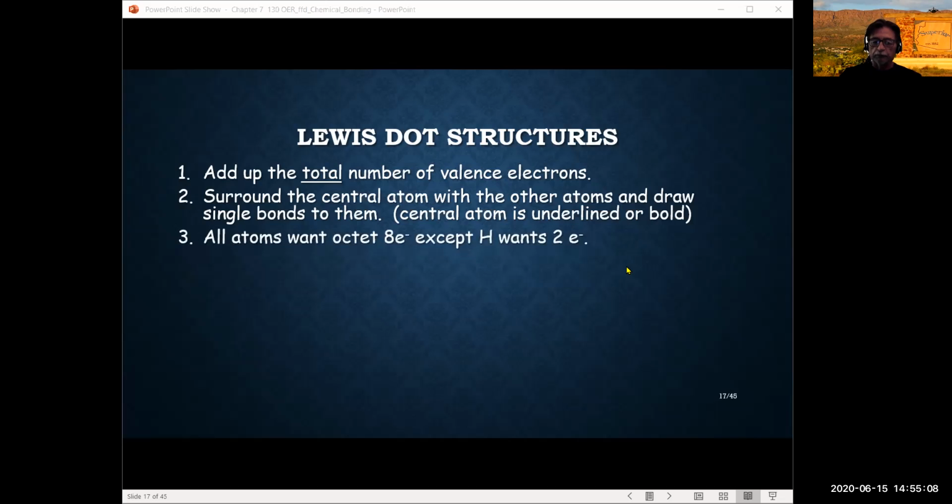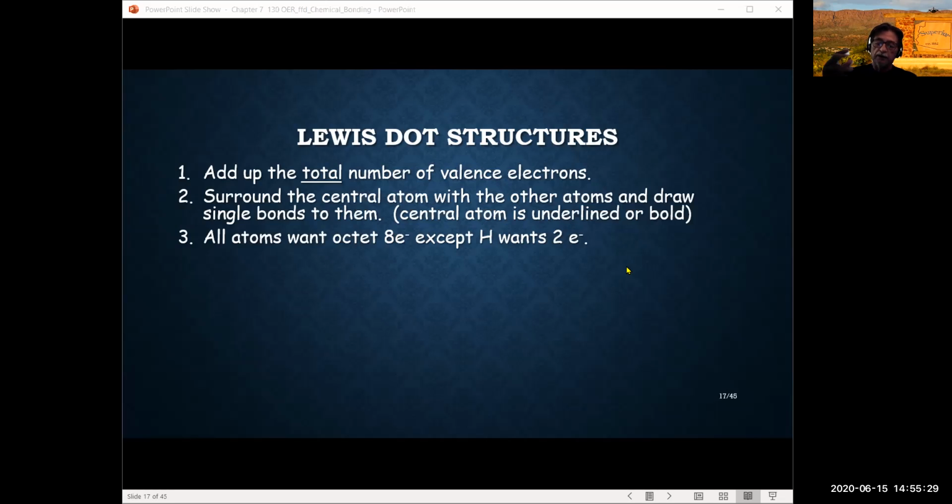Okay. So we got to recall the octet rule. Because once we start writing formulas, everybody has to fulfill the octet rule. Except hydrogen. Hydrogen just needs 2 electrons around it. Everybody else needs 8.